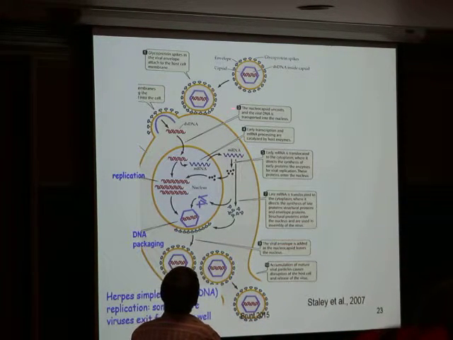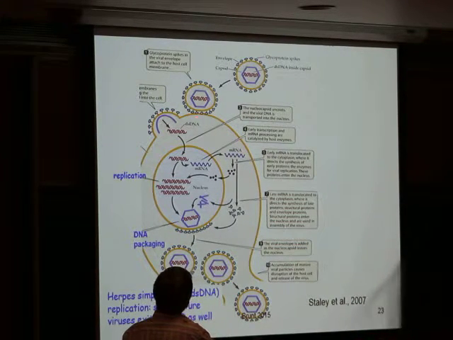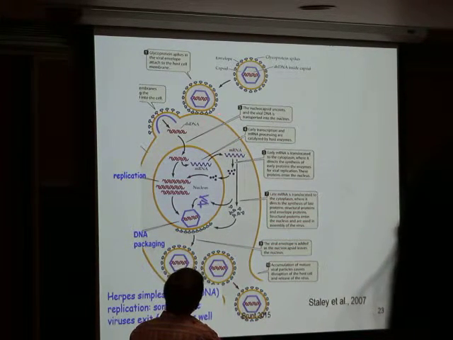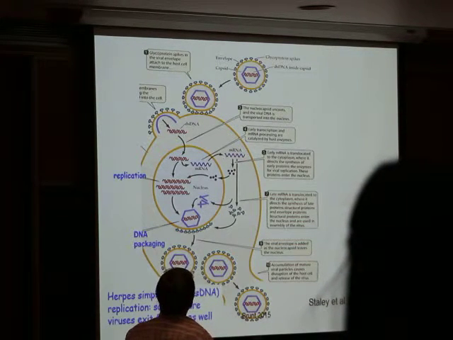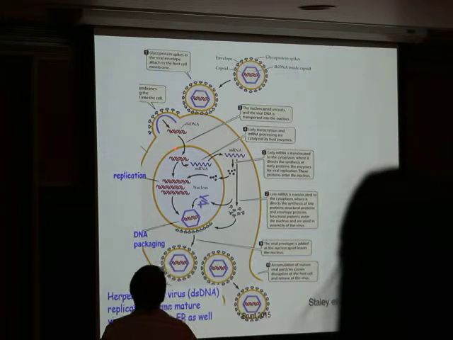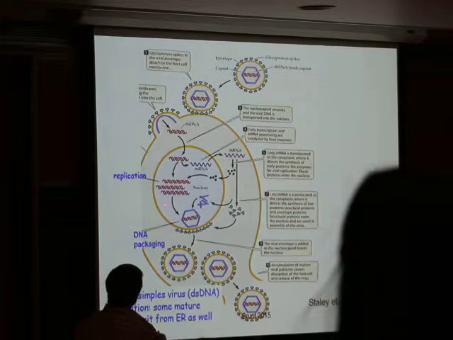So again, it has a capsid. Here are the spikes that it uses to engage. This works by fusion of the plasma membrane and the envelope. The DNA gets basically delivered into the cell, where it goes into the nucleus, where it's replicated and messenger RNA is made.